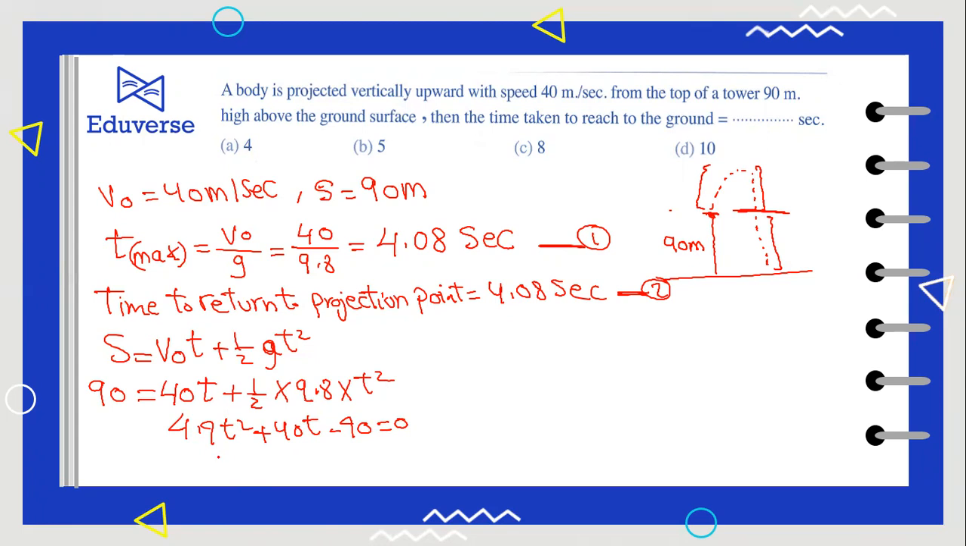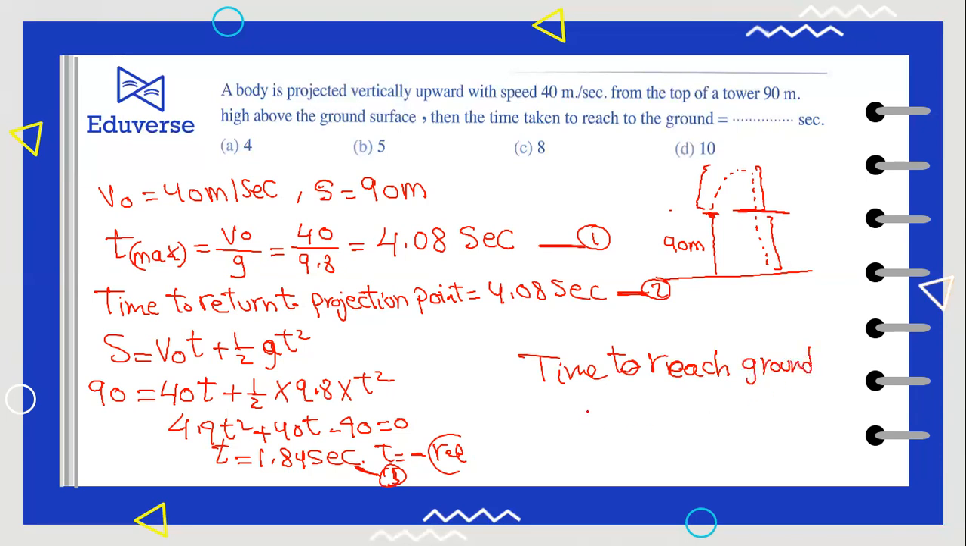The time has two values. One of them is 1.84 seconds, and the other one is negative. It's refused; there is no time with a negative sign. Okay, then that's the third time. So the time to reach the ground will be what? 4.08 for the first stage and 4.08 again to return to the projection point, and then 1.84 to return to the ground.